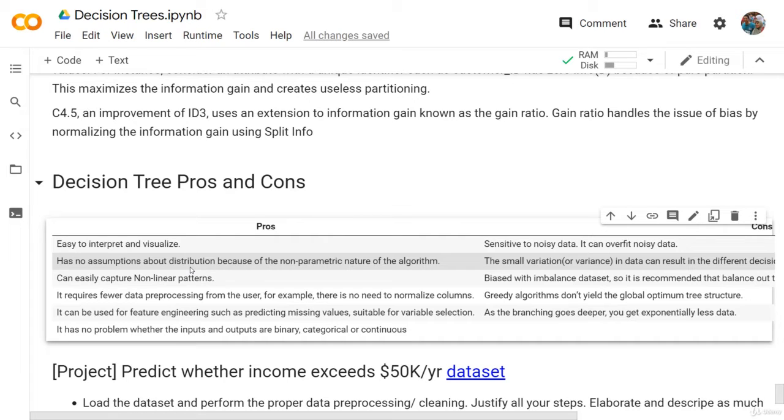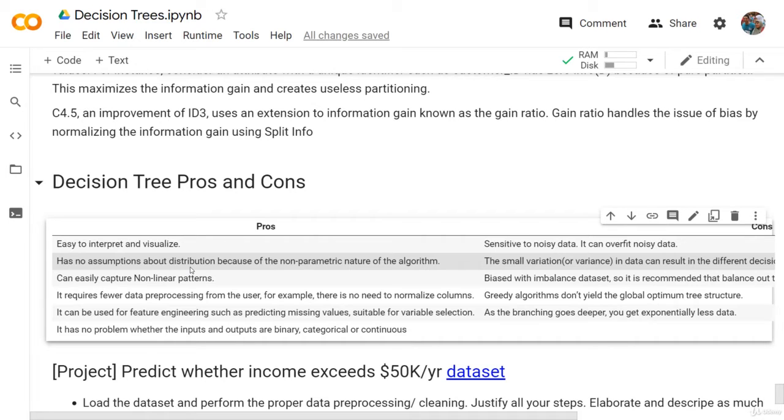Now, more than that, it requires less data pre-processing from the user. For example, there is no need to normalize the columns, right? In the KNN, we needed to normalize the columns, right? Otherwise, we will have a very low performance for the KNN. While on the other hand, when we are looking at decision tree, we actually fit the decision tree using missing values, using corrupted data, using question marks, and so on. And even so, the decision tree works just fine, right? So the data pre-processing is not necessary, or it's not required as much as in other algorithms, right?